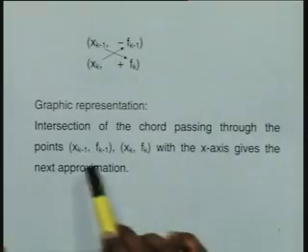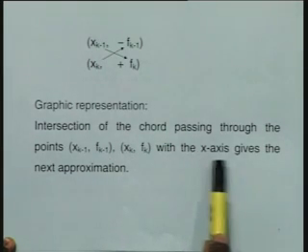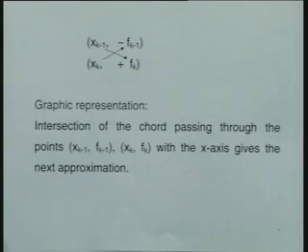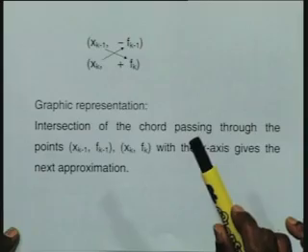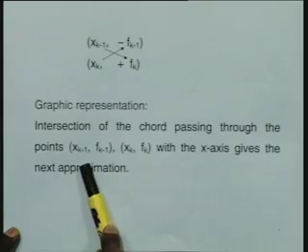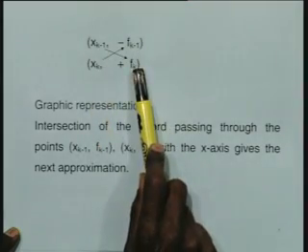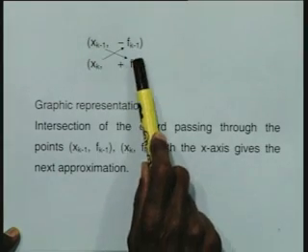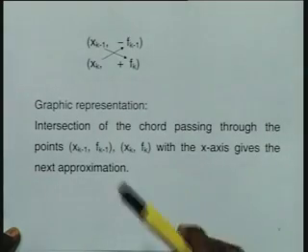Now there is a very interesting graphical representation for this. It gives you the intersection of the chord passing through the points xk minus 1, fk minus 1 and xk, fk with the x axis as the next approximation. The reason is, when we approximate by a straight line in the neighborhood of the root, we take the next approximation as the point of intersection of that line with the x axis. So we have taken the points xk minus 1, fk minus 1 and xk, fk on the curve, joined these two points by a straight line, and let that line intersect the x axis at a point, and that point will be our next approximation.